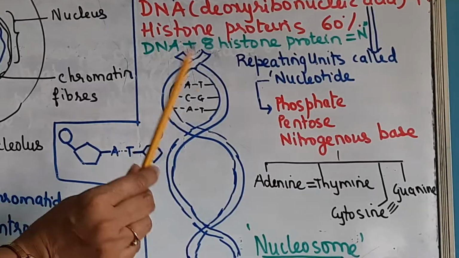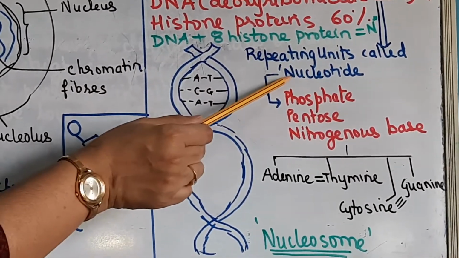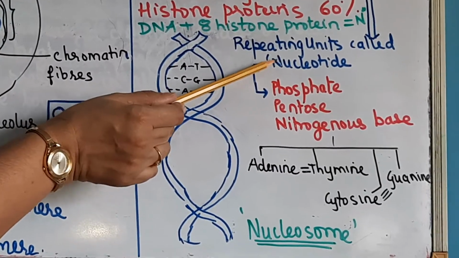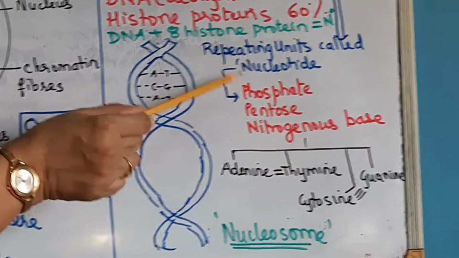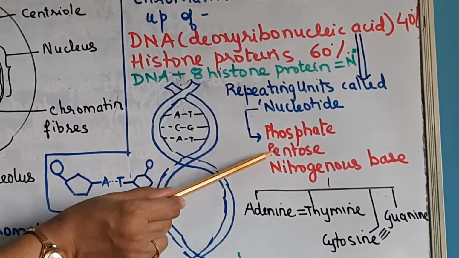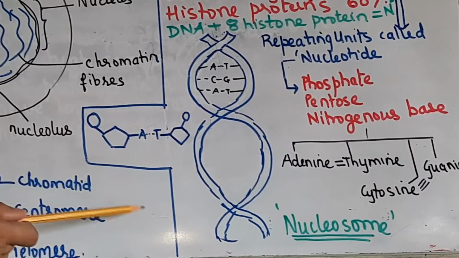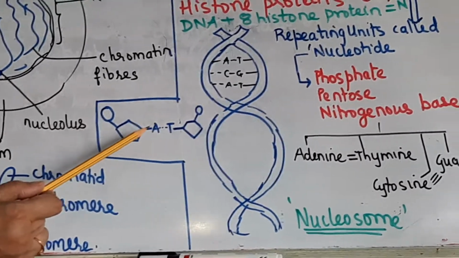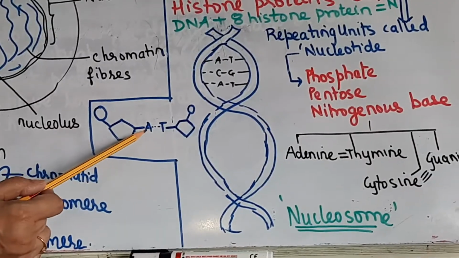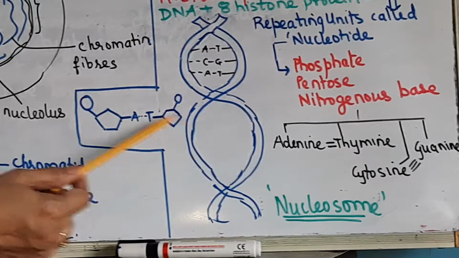Okay, and the DNA in turn is made up of repeating units called nucleotides. Don't get confused between nucleotide and nucleosome. This nucleotide in turn consists of a phosphate, pentose and a nitrogenous base, which I have shown here. Like that this will go on. I have shown only two nucleotides here: phosphate, pentose, adenine from one strand, and phosphate, pentose and thymine from the other strand.